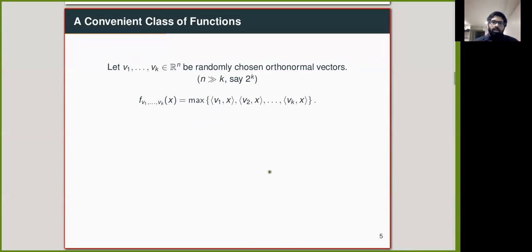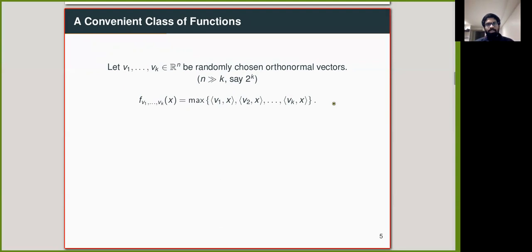So to start with, we'll look at a very convenient class of functions, parameterized by a set of vectors. So let v1 to vk be unit vectors in R to the n, all mutually orthogonal, and we choose randomly from the set of possible k vectors like this. And let's assume for now that n is really large. Let's say it's 2 to the k. It doesn't need to be that, but just for simplicity of calculating, let's assume that n is 2 to the k. And the function we define is the maximum of v1 inner product x, v2 inner product x, and so on until vk inner product x.